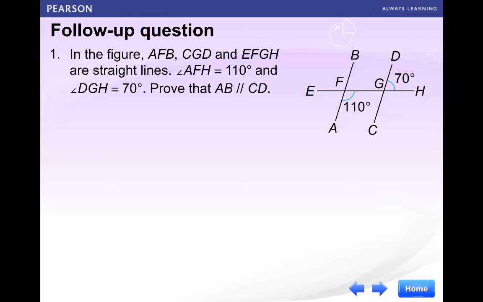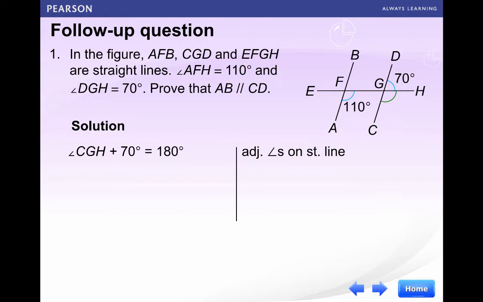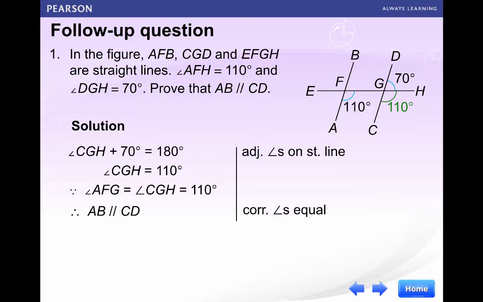And maybe look at one more example here. We want to prove AB parallel to CD. First of all, we can find angle CGH by using adjacent angles on a straight line, because DGC is a straight line. We found this angle is 110 degrees. And we say that angle CGH and angle AFG are the same. They are both equal to 110 degrees. Therefore, AB parallel to CD, and the reason is corresponding angles equal.